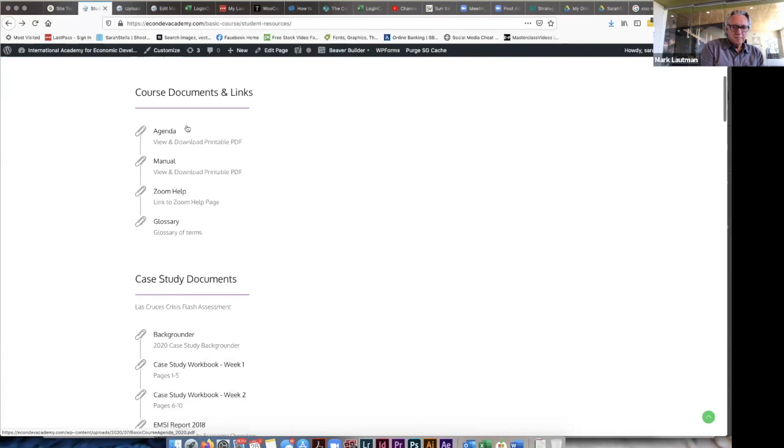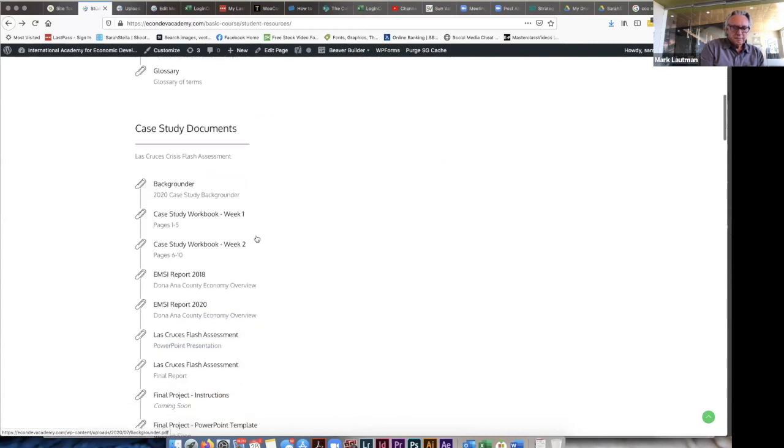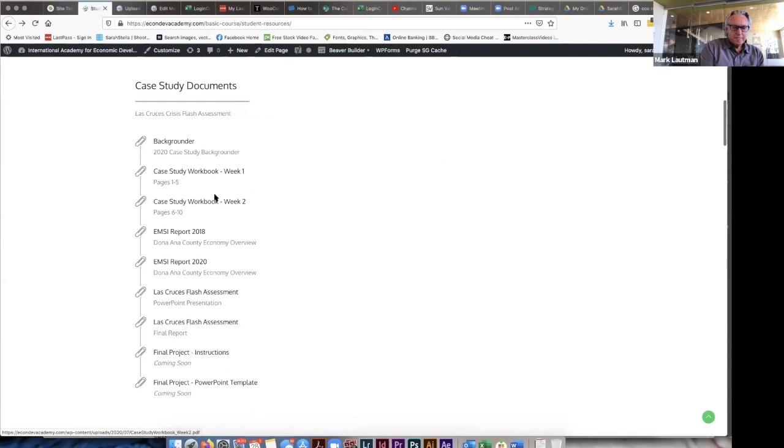Here are the documents and links for the basic materials like the agenda and the manual. Here's a Zoom help page if you want to freshen up on your Zoom resources. The glossary is here as well. Here's where all of the case study documents are, so everything from today. Here's the backgrounder, and last week's week 1 workbook pages 1 through 5.